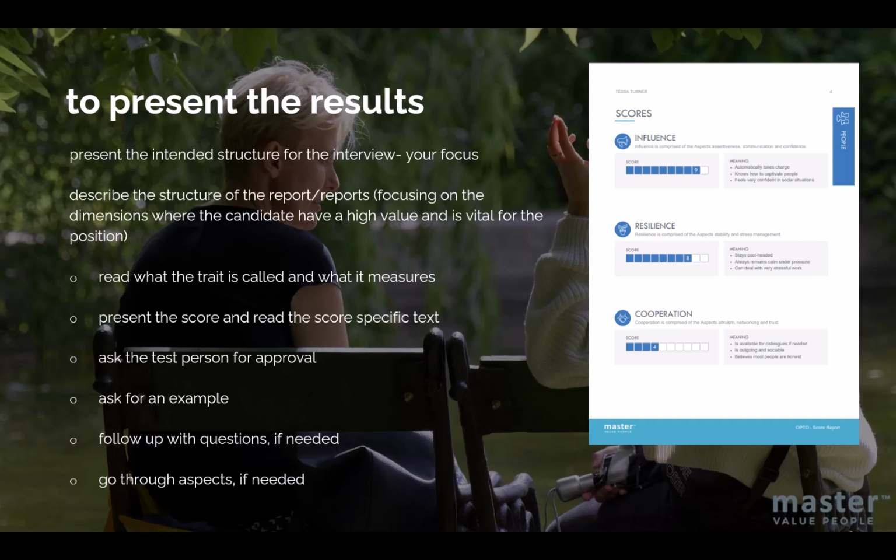If the person has received a spotlight, follow the same structure, but before reading the score-specific text, you can add that this description depicts the core behavior, the most common behavior. Then ask for an example. After that, you can ask the person when they would portray the situation-adapted behavior in order to get 2 examples.